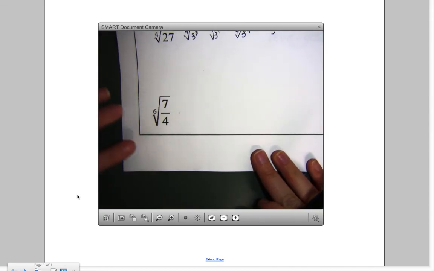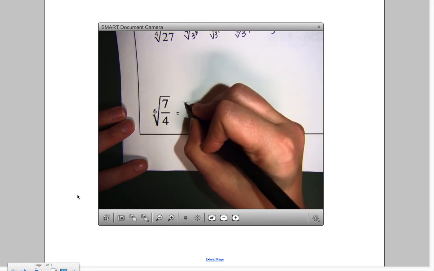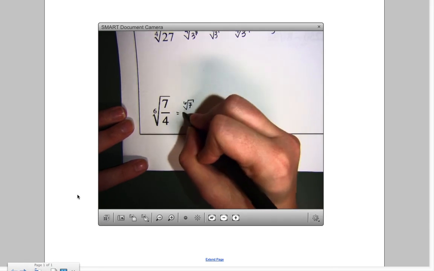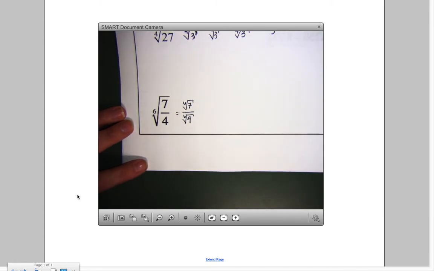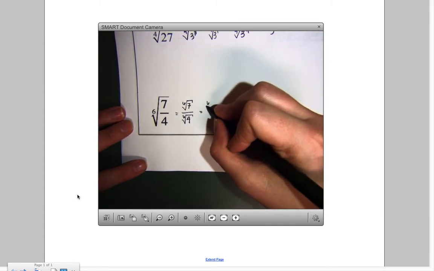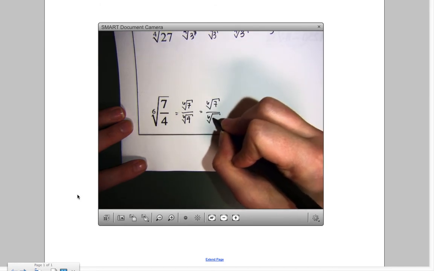So let's try this one. The sixth root of 7/4. We need to rewrite this with our quotient property. So the sixth root of 7 over the sixth root of 4. Now 4 can be rewritten as 2 squared.